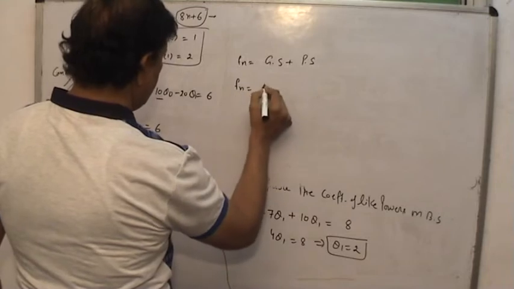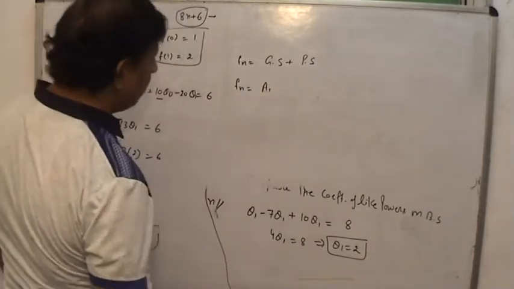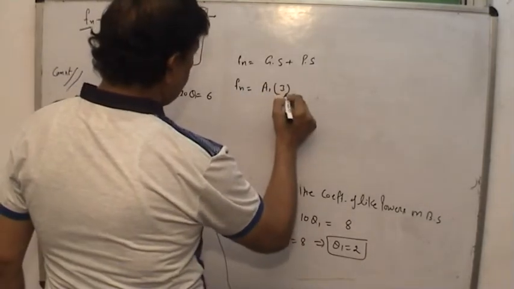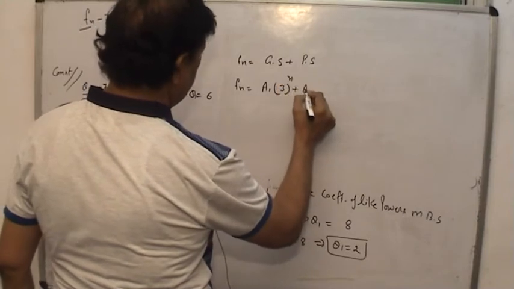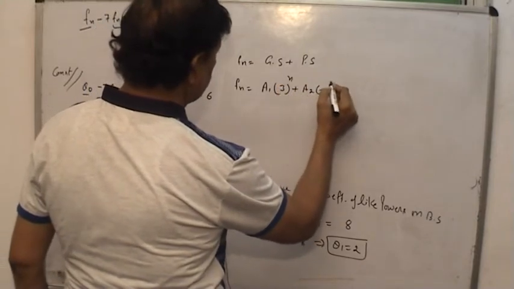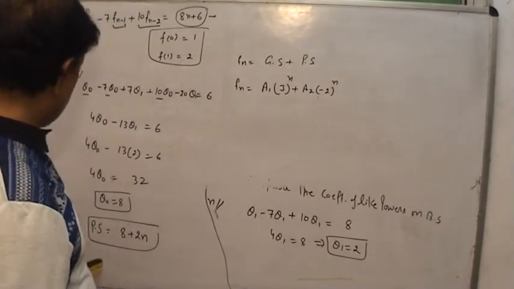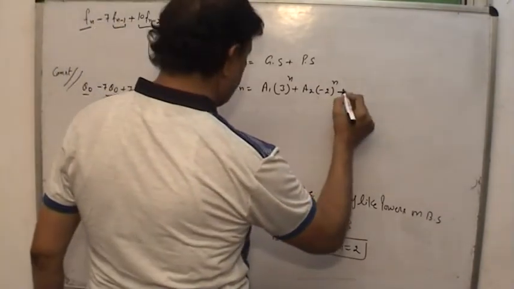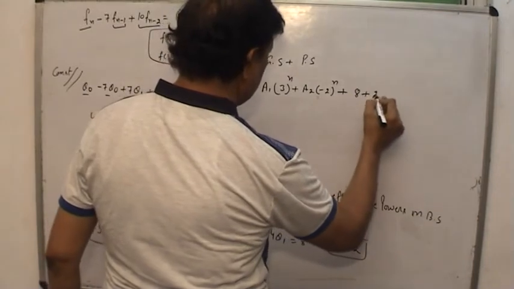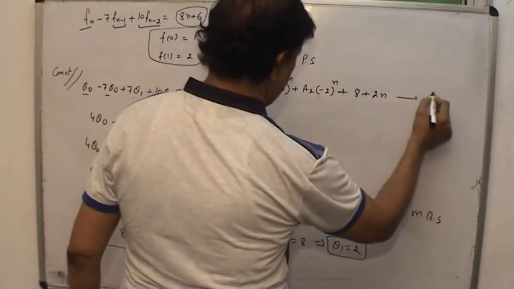f of n is A1 into 5 raised to the power n plus A2 into 2 raised to the power n. It was the general solution. What is the particular solution? Plus 8 plus 2n. Take it number 3.